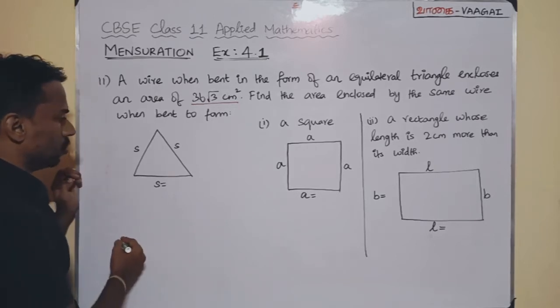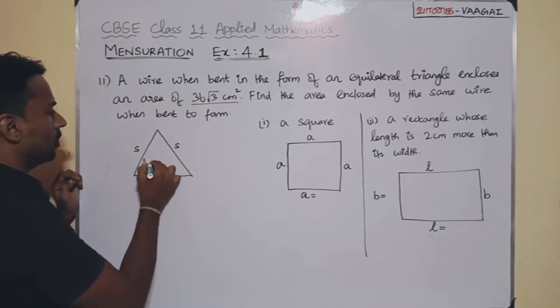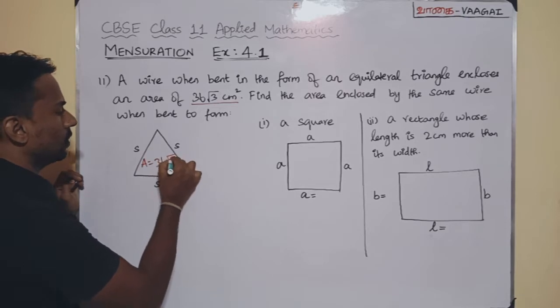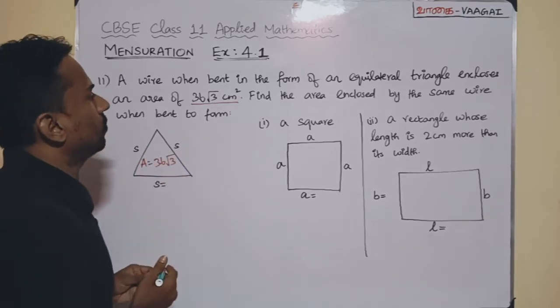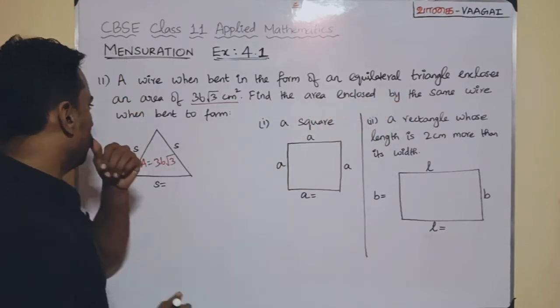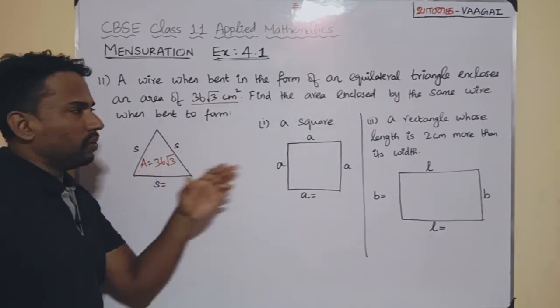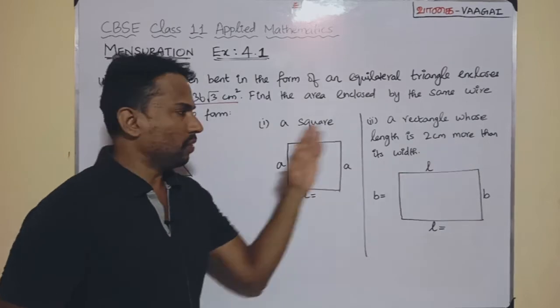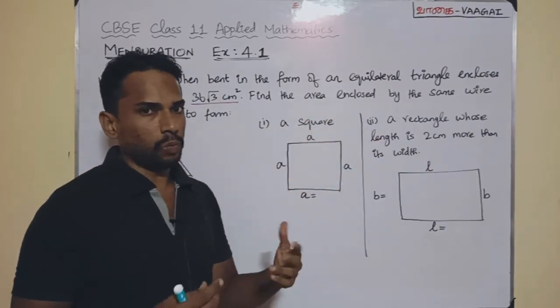Okay, so let's note it. Now area is 36 root 3 centimeters square. Fine, we have noted it. Now find the area enclosed by the same wire when bent in the form of a square and a rectangle. So we have got two subdivisions. We need to solve both these things.